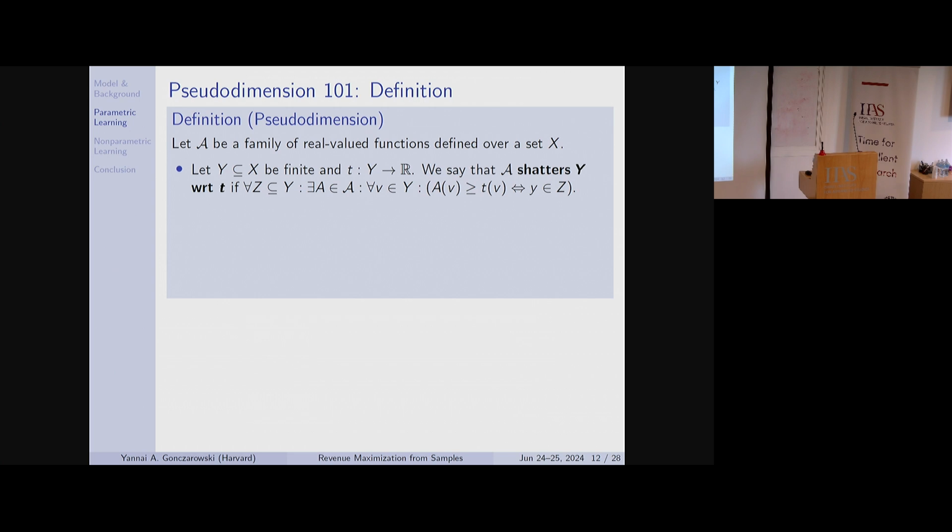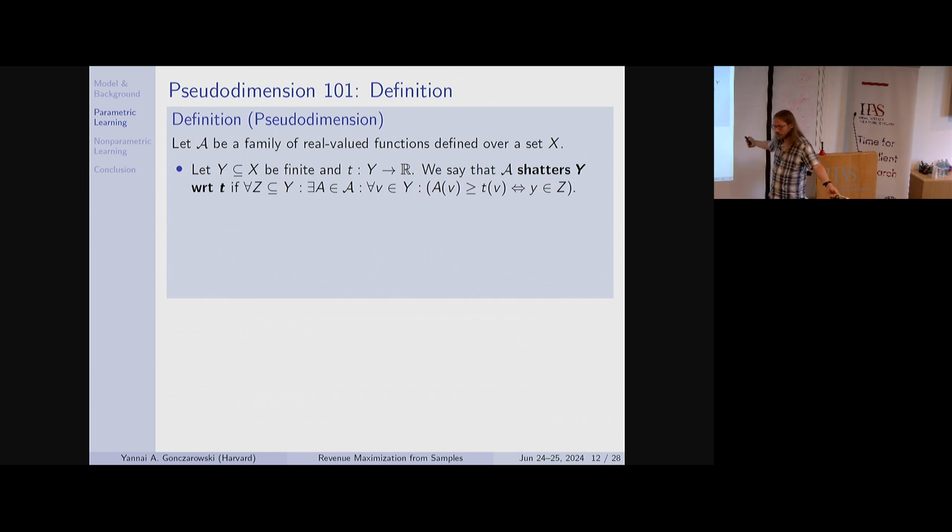So we take a bunch of samples, we set a threshold for each of them, and then I say I want the revenue here to be high, here to be low, here to be high, etc., where high means above the threshold and low means below the threshold. For each arbitrary choice of high, low, high, whatever, you can find for me an auction in the set we're optimizing over that gets revenue exactly in these directions, high, low, high, etc. We're going to say that the set of auctions shatters this set of samples with respect to these thresholds.